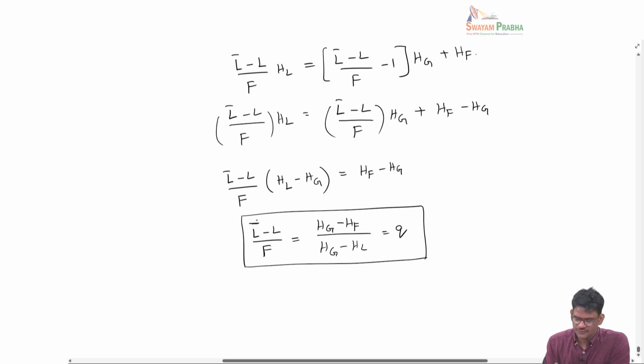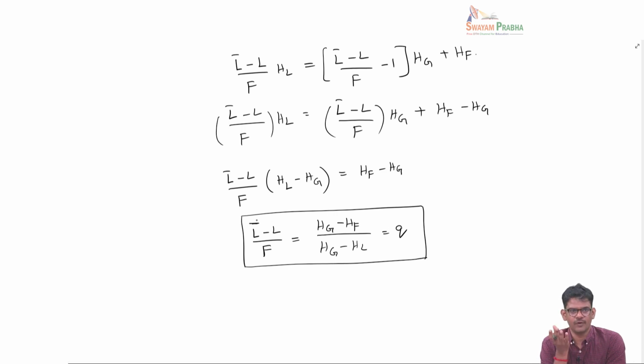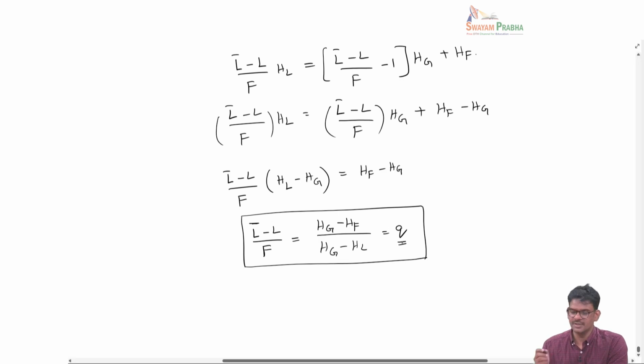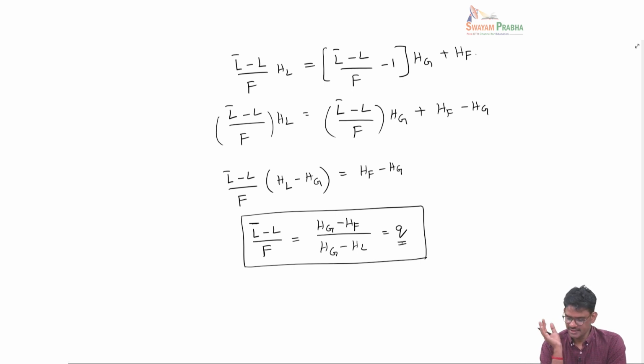What we are trying to do here is, when we introduce the feed, it affects the flow rates of the liquid and the vapor, and we are trying to quantify the change in the material flow rates to the enthalpy changes. That is what this equation is. This L bar minus L is the amount of liquid that is added per unit mole of the feed, that should be equal to this enthalpy balance Hg minus Hf by Hg minus Hl, and that we will denote as some letter called Q.